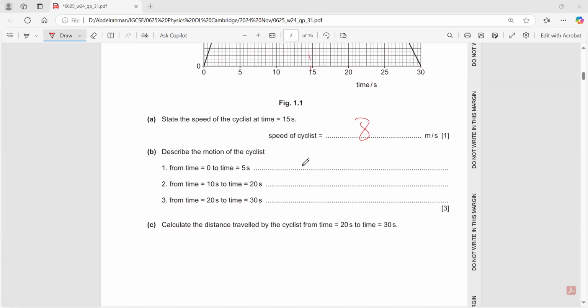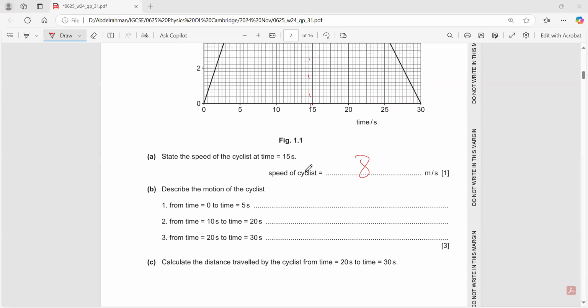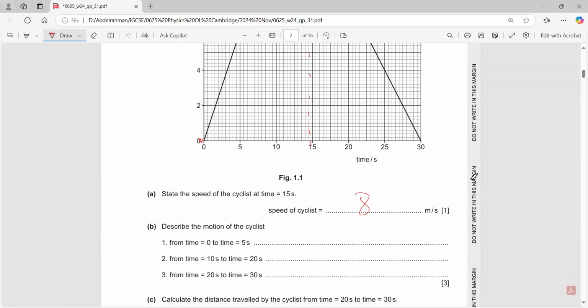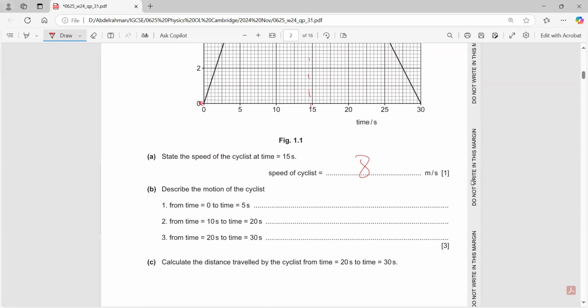Describe the motion from 0 to 5, from 10 to 20, and from 20 to 30. Okay, from 0 to 5, what was happening to his speed? Yes, speed was increasing, or you can say constant acceleration. Okay, that is good. So he was accelerating.